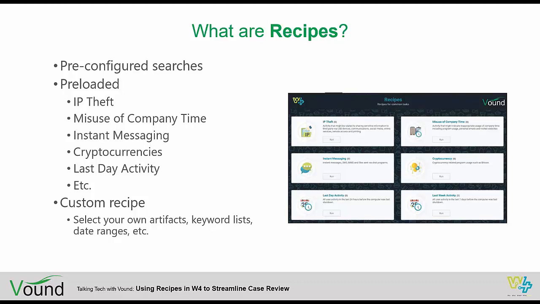As an example, the cryptocurrency recipe will include any artifacts that are related to cryptocurrencies such as Bitcoin or Ethereum. And the misuse of company time recipe will include artifacts such as email sent to personal or free email accounts, program activity, social media, and other activities that can be linked to time wasting. That's just a couple of examples, and there will be more added as time goes on.